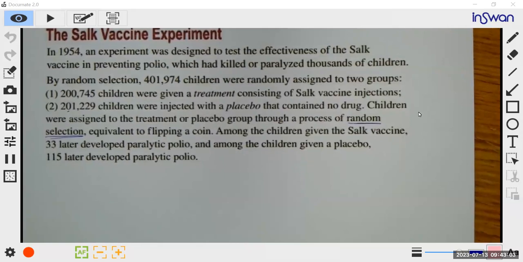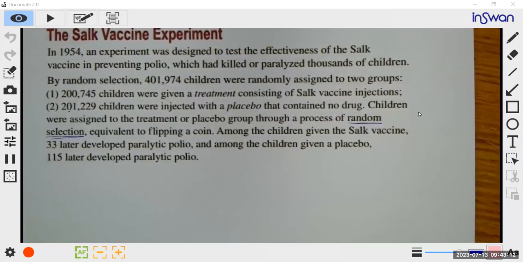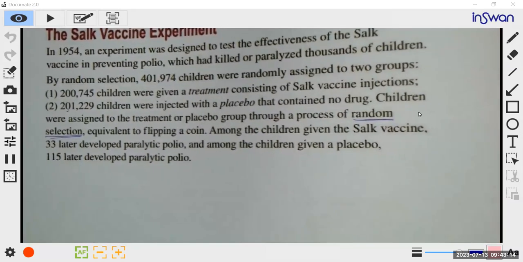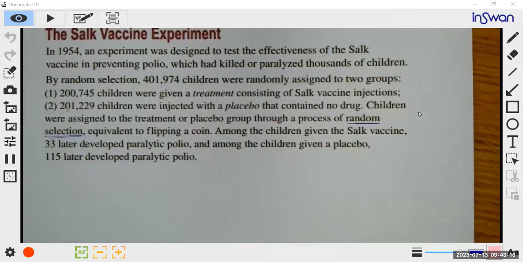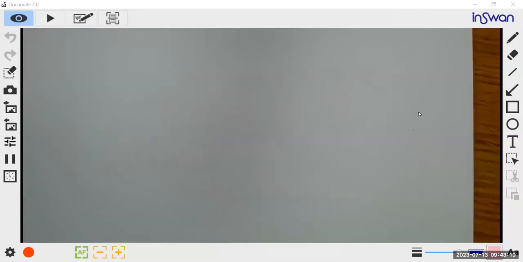You remember, this is also 1954, so they didn't have all the technology they have now. Polio is pretty much eradicated in the world. Actually, but it's coming back. So random selection, randomization is as very important as you can get it. It's very important.